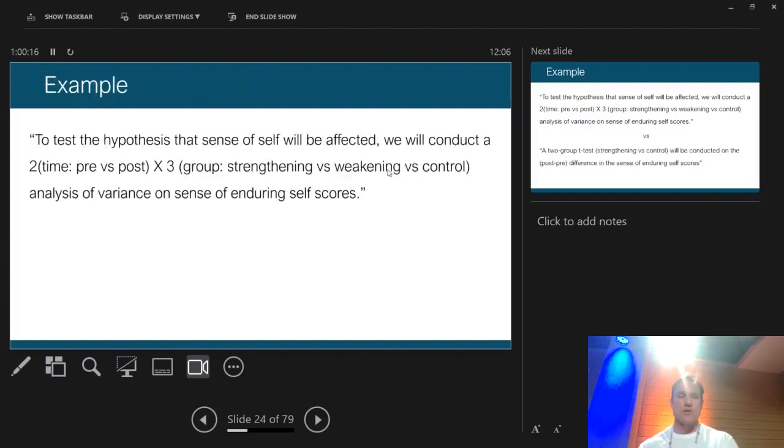So to go back to the example I was talking about, to test the hypothesis that a sense of self will be affected, say that the strengthening group will strengthen the sense of self, and another hypothesis would be the weakening group will weaken the sense of self. We'll conduct a 2 (time: pre-intervention, post-intervention) by 3 (groups) analysis of variance on sense of enduring self. Now you often see this in pre-registrations. They say, we'll do this 2 by 3 ANOVA. They might be a bit more specific and say, we'll look at the interaction.